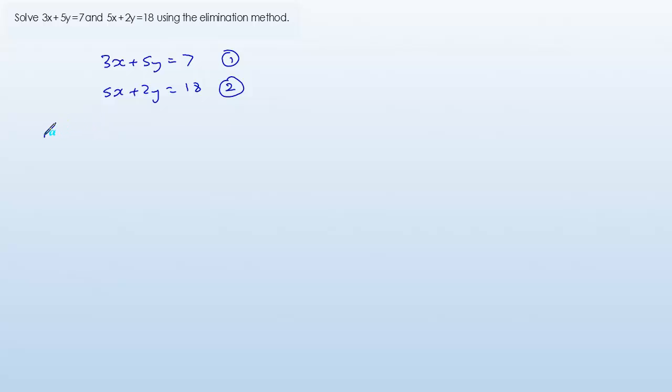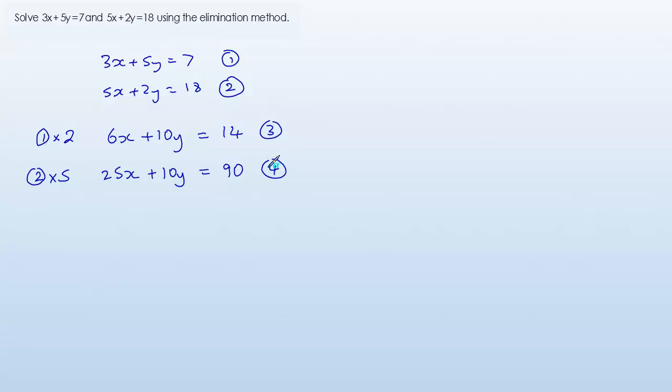But what I could do is take equation 1 and multiply it by 2. If I do that, I get 6x add 10y equals 14. I have to multiply everything by 2. And then take 2 and multiply by 5. That gives me 25x's here and 10y's here, and I've got 5 times 18, which is actually 90. Let's call this one 3 and this one 4.